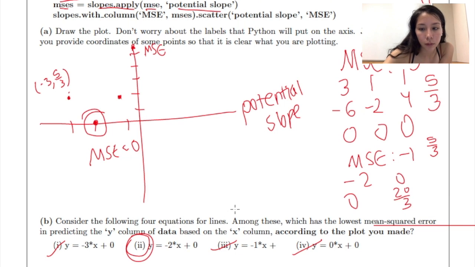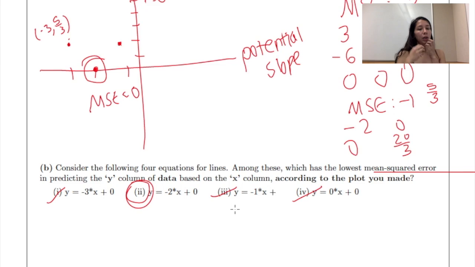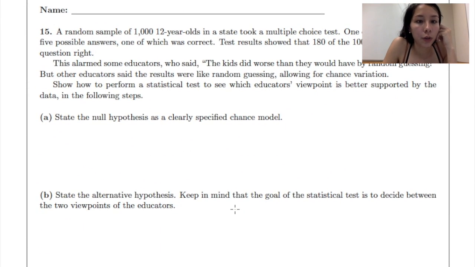Alright. Moving on to number 15. We have a random sample of 1,000 12-year-olds who took a multiple choice test. One of the questions had 5 possible answers, one of which was correct. Test results showed that 180 of the 1,000 students got the question right. This alarmed some educators who said the kids did worse than they would have by random guessing. But other educators said the results were like random guessing, allowing for chance variation. Show how to perform a statistical test to see which educator's viewpoint is better supported by the data in the following steps.